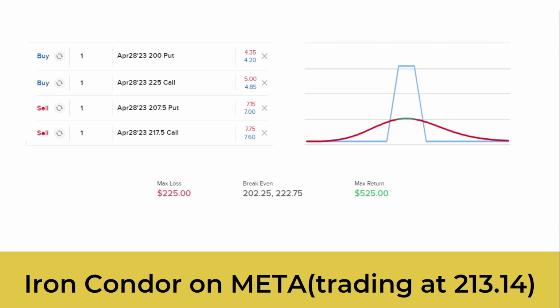So here is an example of an Iron Condor on Meta. It's trading at 213.14. We buy a put and a call, and we sell a put and a call. So we get quite a different range, and as you see, we have a limited max return, and we have a limited max loss, and we have the break-even prices. And we also have very little time.